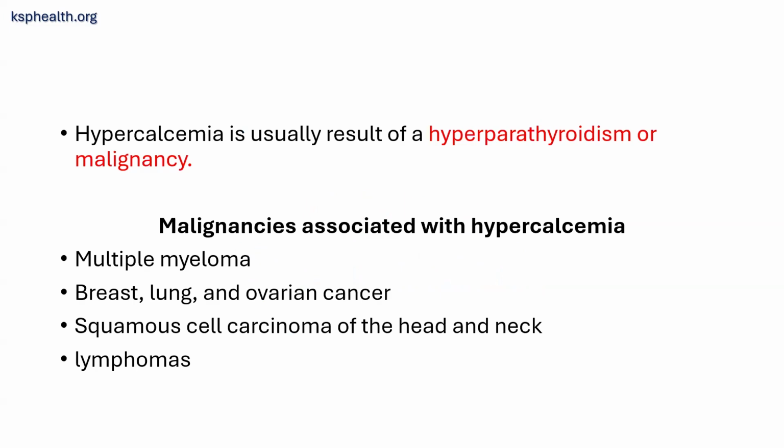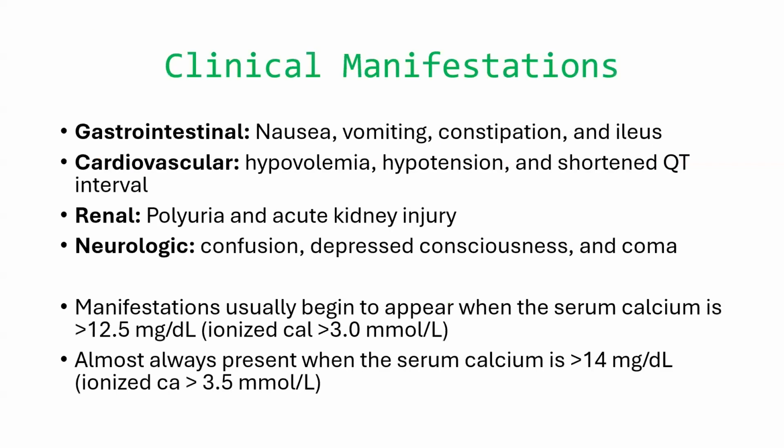Next is hypercalcemia. Hypercalcemia is usually the result of hyperparathyroidism or malignancy. The malignancies associated with hypercalcemia are multiple myeloma, breast, lung, and ovarian cancer, squamous cell carcinoma of the head and neck, and lymphomas. It manifests as nausea, vomiting, constipation, and ileus. Cardiovascularly, it can cause hypovolemia, hypotension, and shortened QT interval. Renal, it can cause polyuria and acute kidney injury. Neurologically, it can cause confusion, depressed consciousness, and coma.